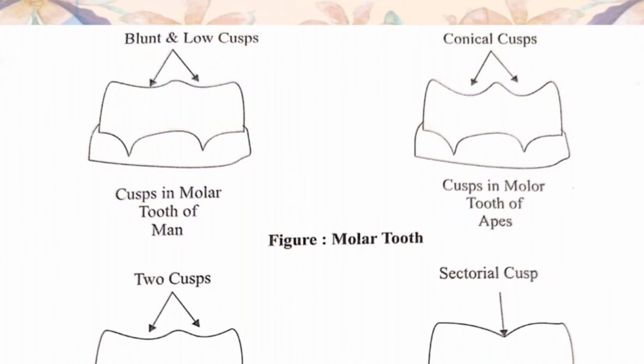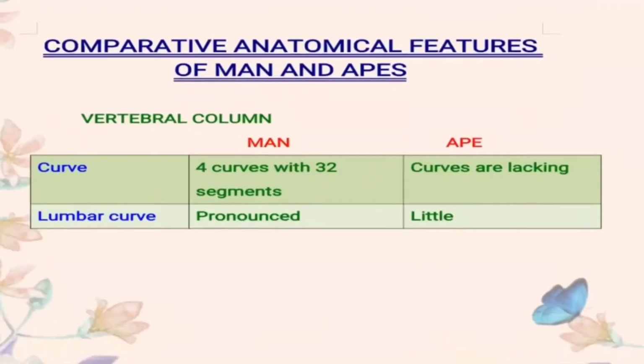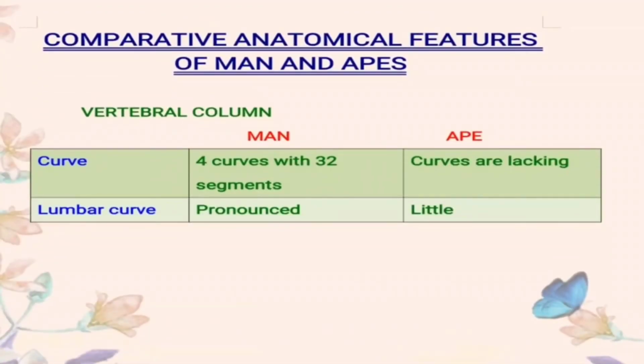So let's talk about the molar tooth of man and apes. So this is how blunt and low the cusp is. We have blunt molars, but the apes have quite pointed molars. They also have this bicuspid. Then also in the apes, the premolars. This is the two cusp premolar, but in the apes they have a depth over here. So this is the difference between the teeth of the two creatures.